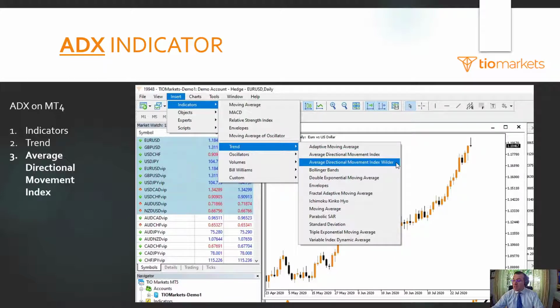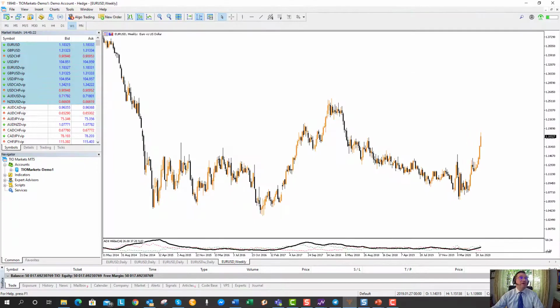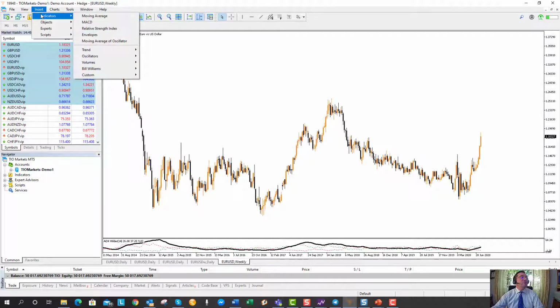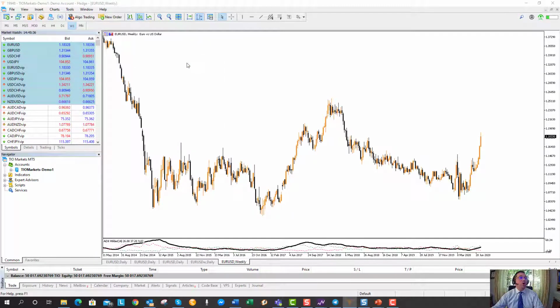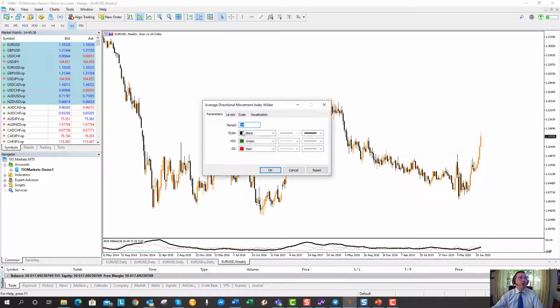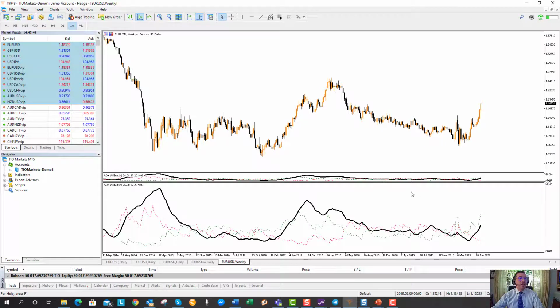So let's pull up the TIO Markets MT4. Let's see how we can find the ADX. So let's get into Indicators, Trend. This is the average directional movement index Weidler. Your settings will come up. By default, the period measures 14, and your ADX will show up here.